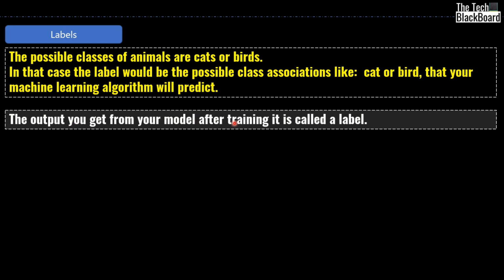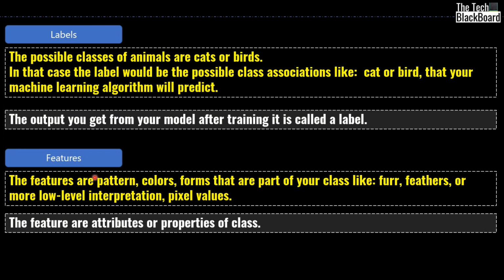Moving on with the features, so features are what? Features are patterns. So we took the example of animals like cats and birds. So features in this case would be pattern or colors or forms that are part of your class. What was our class? Our class was cats or birds. So what will be the features? Features could be something like fur or the feathers or maybe their colors or sizes or other low level interpretation like pixel values. So essentially what are features then? So features are attributes or properties of your class.